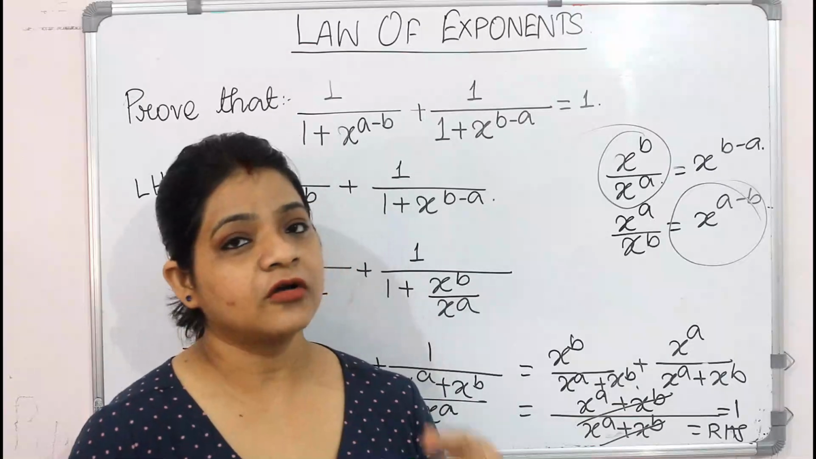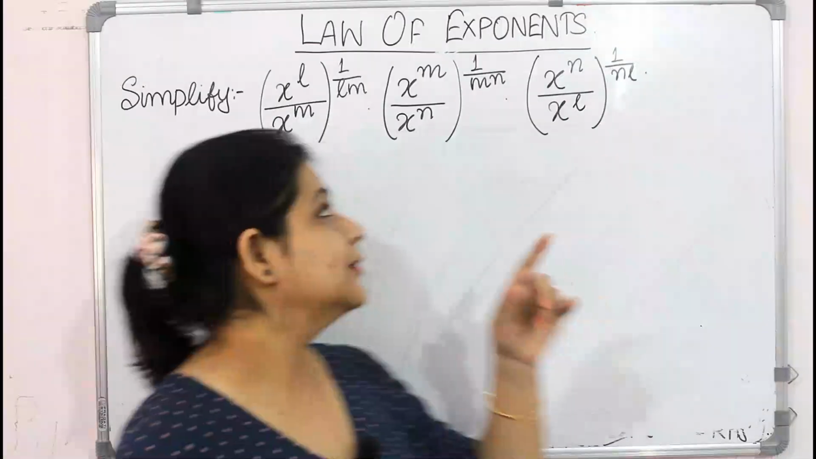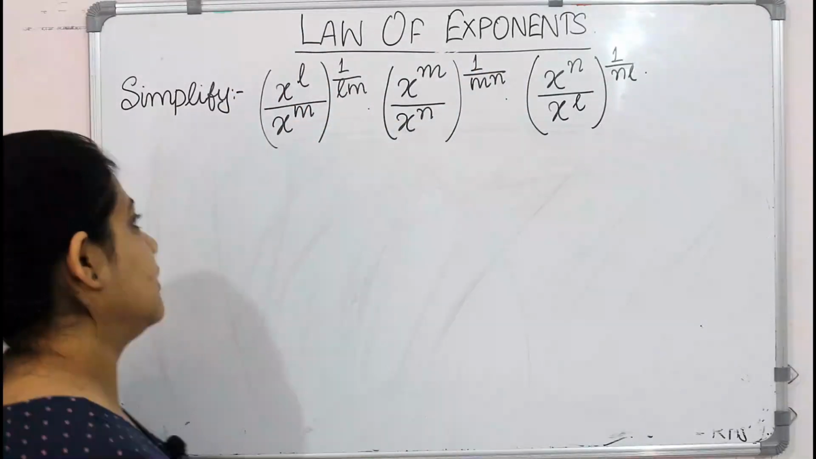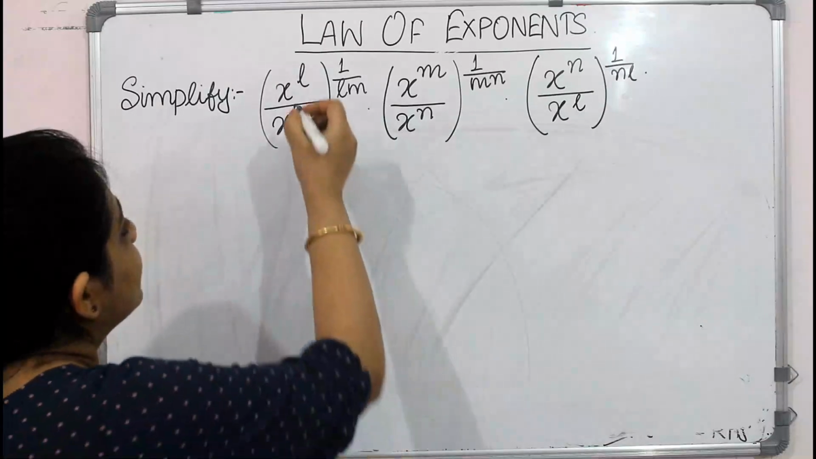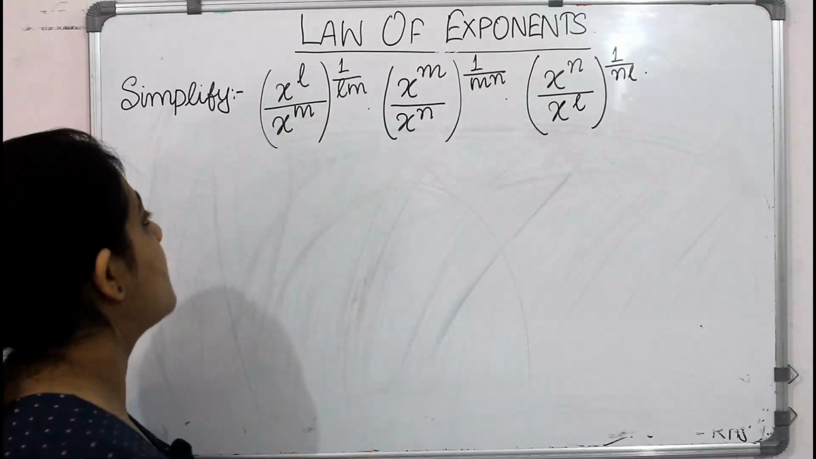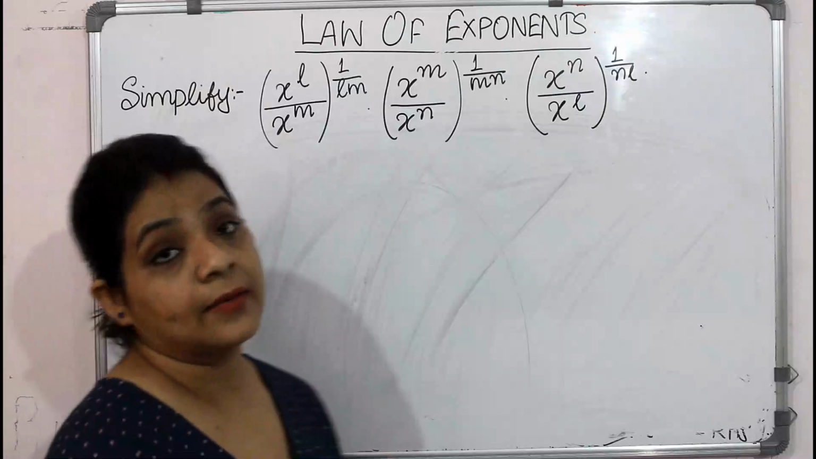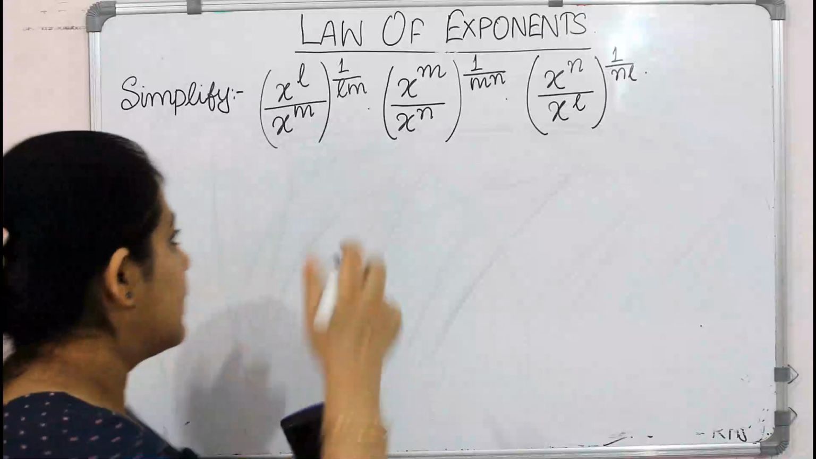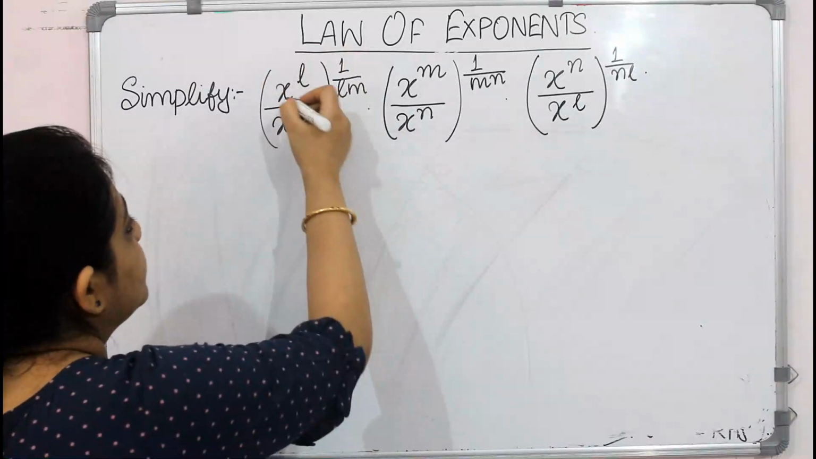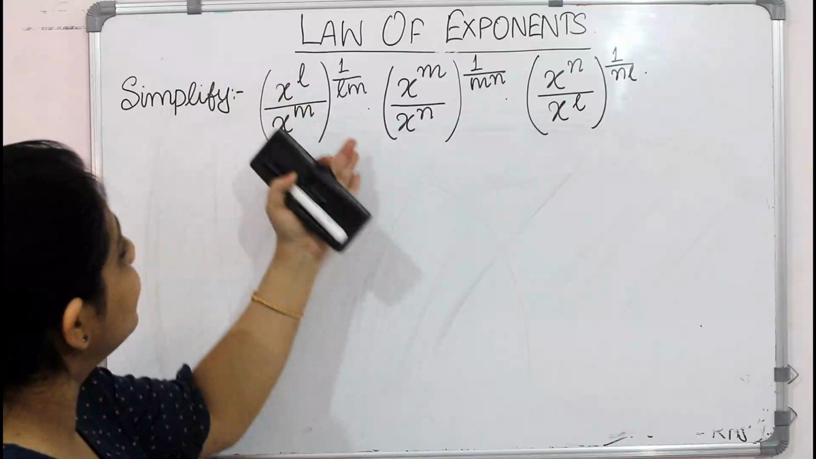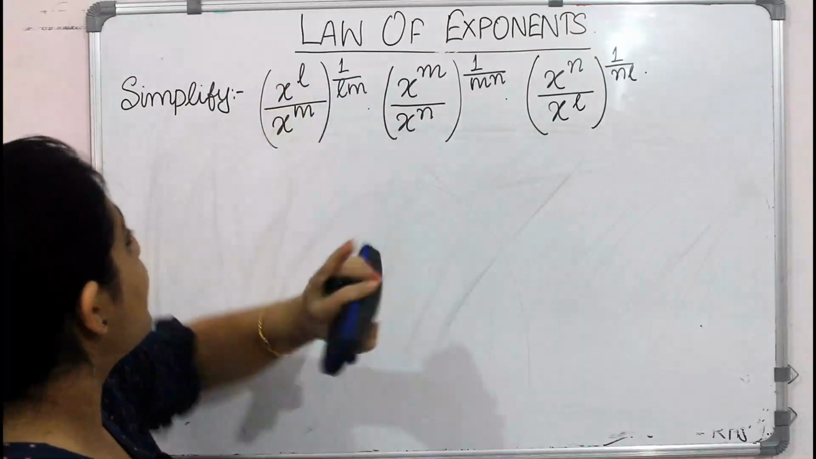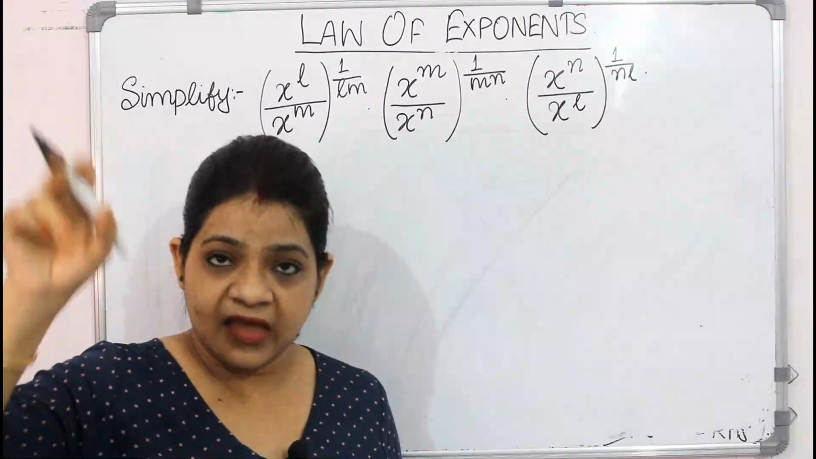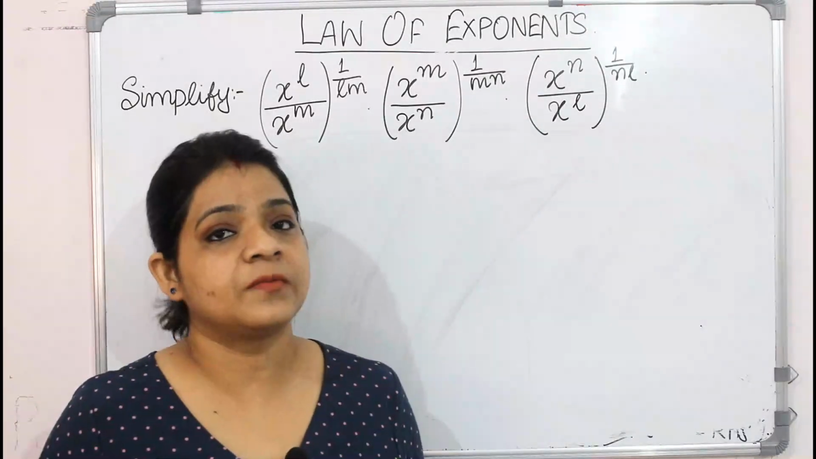Okay, so let's move on to the third sum. The third sum is, see, you have to simplify this particular expression. Now from this you can see very well that x to the power of l by x to the power of m, to the power of 1 by ln. Okay, so means power within power. So let's see the terms within the bracket. From this you can clearly see that both of them have the same base, that is x, and the powers are, x to the power of l divided by x to the power of m.